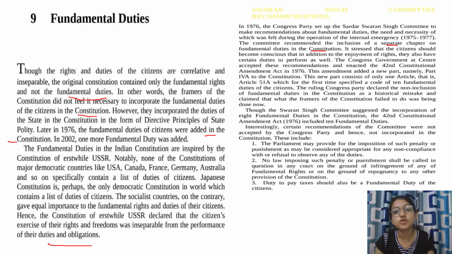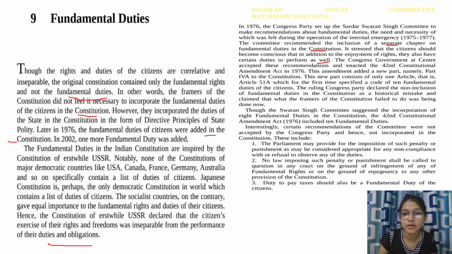Therefore, they recommended that we should add another new chapter where we'll be including the fundamental duties for the citizen. It stressed that the citizens should become conscious that in addition to the enjoyment of rights, they also have certain duties to perform as well. So the committee declared that the citizens are aware of their rights only, but it's high time that they should be aware of their duties as well.